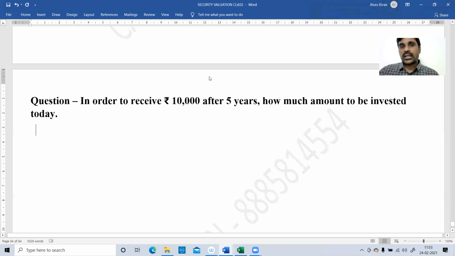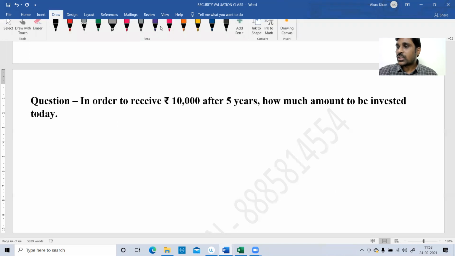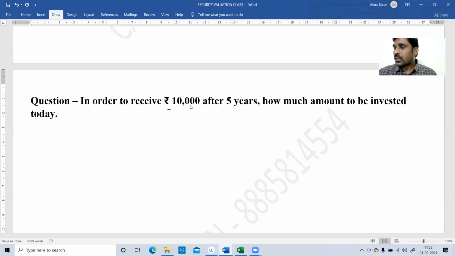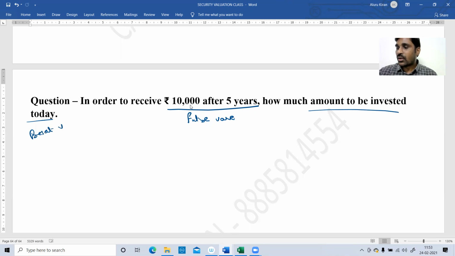So these are very simple basic calculations, the present value, future value formula. So this 10,000 rupees to be received after 5 years is the future value. The amount to be invested today is the present value. Okay, they have given the future value. We need to calculate the present value. We know the present value, future value formula.